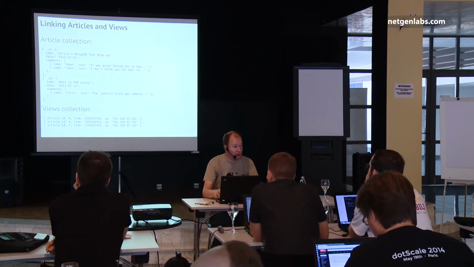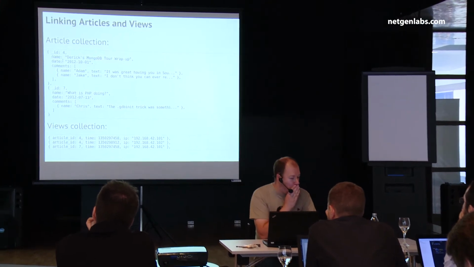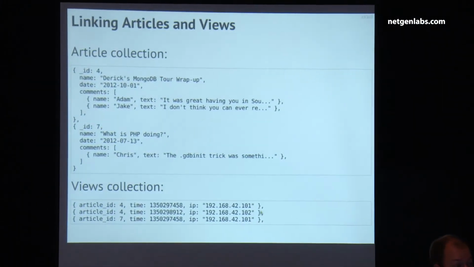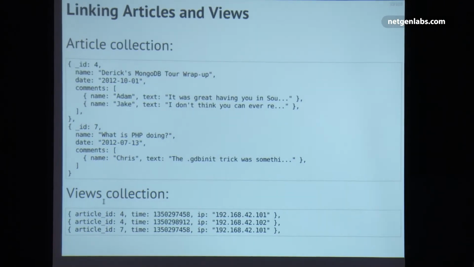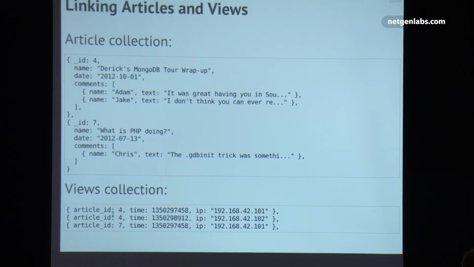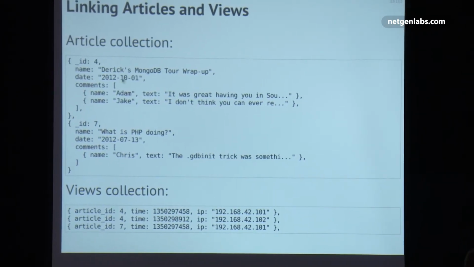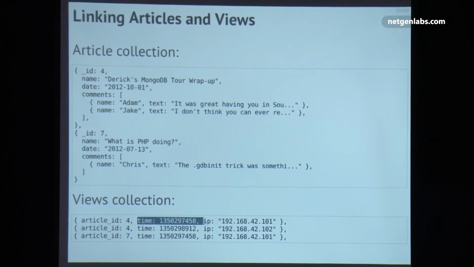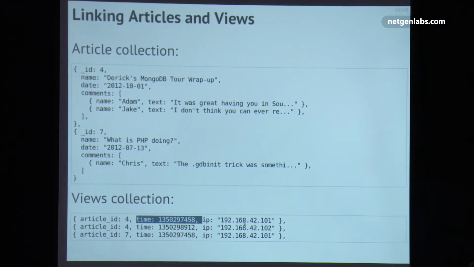Storing it like this, for example. So I still have the comments in here, but I have the views in a different collection. So now I'm storing in this collection the article IDs, which point back to the ID here. The IDs, of course, are different, but this is an example. And I store the time as well as the IP address. But I'm not storing those with each article anymore.